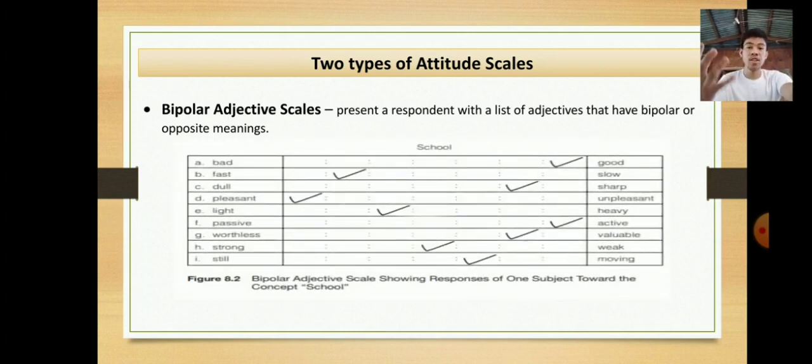So, we have an example here, which is Figure 8.2. We just put a check mark where you scale it. So, like for a school, there's bad and good, fast and slow, dull and sharp. What you need here is adjectives with opposite meanings, then you scale them accordingly.